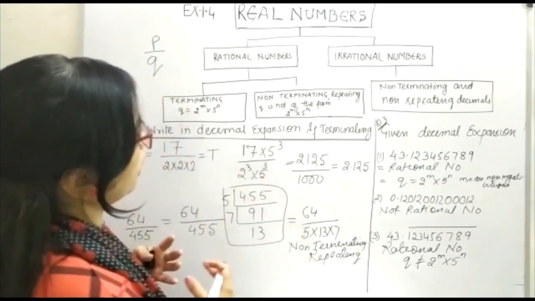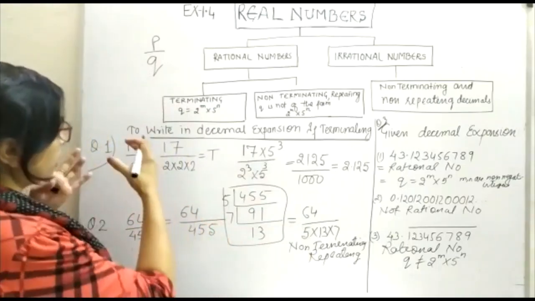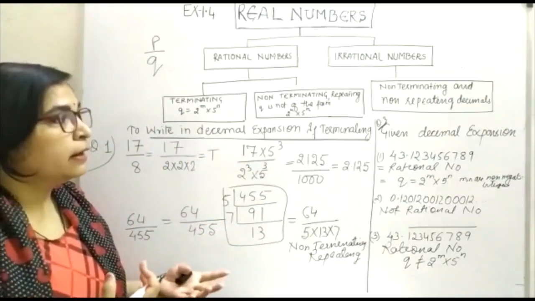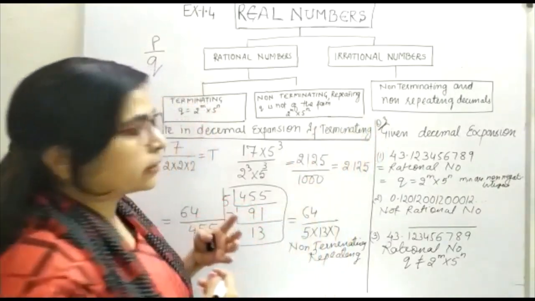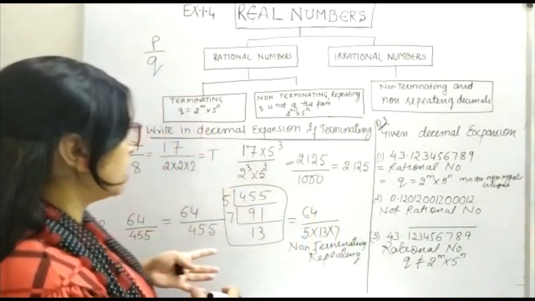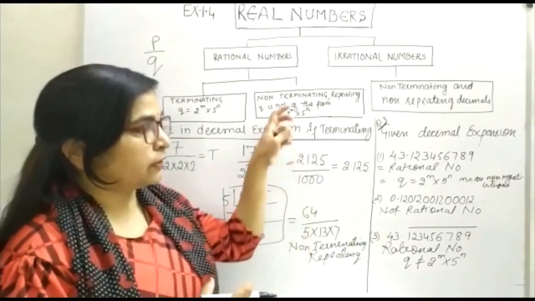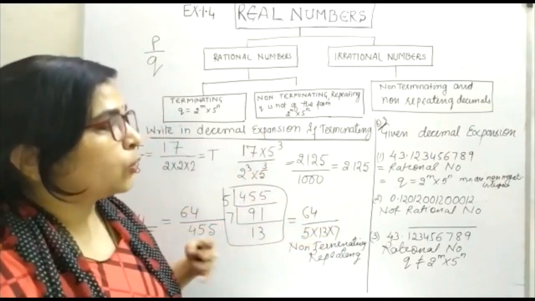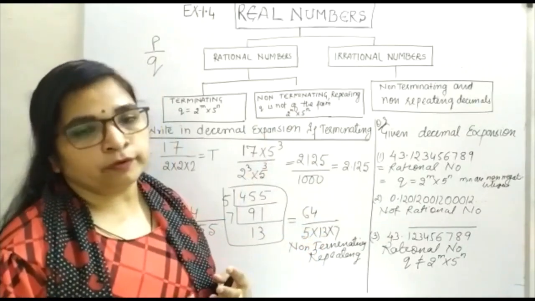So in this way we have seen different varieties of questions: how a given fraction can be said to be terminating or not, and if it is terminating, how it can be written in the decimal expansion. If it is non-terminating, you simply mention it. Then if a decimal expansion is given, how can you tell about rationality and the factors of the denominator?